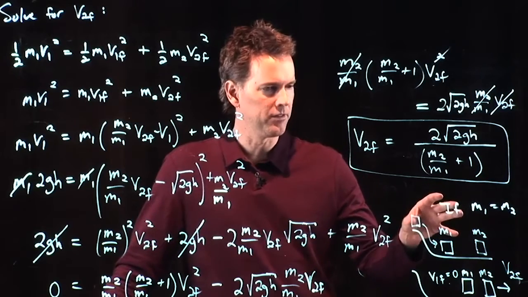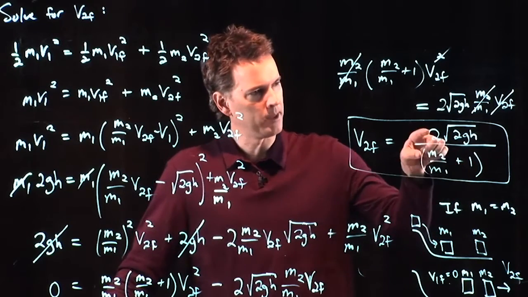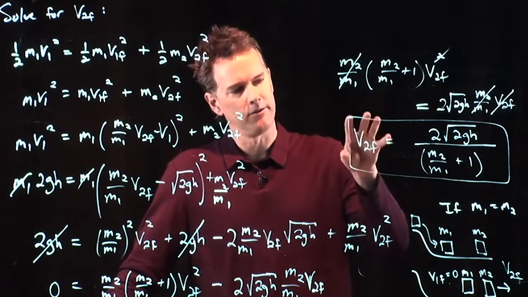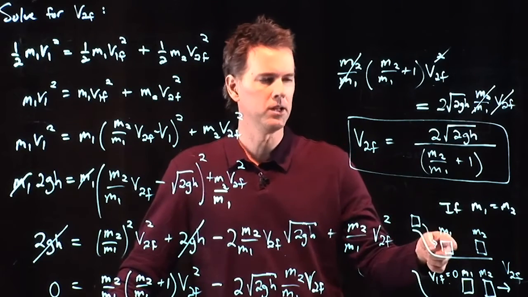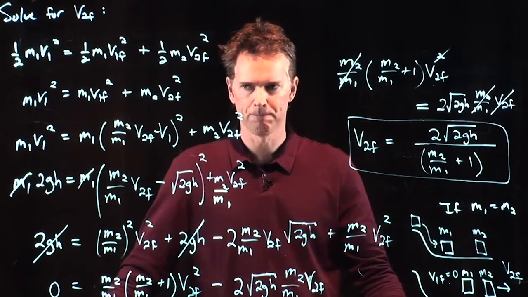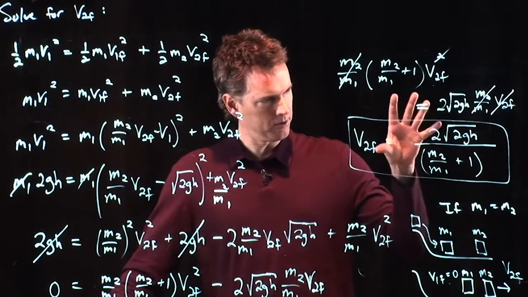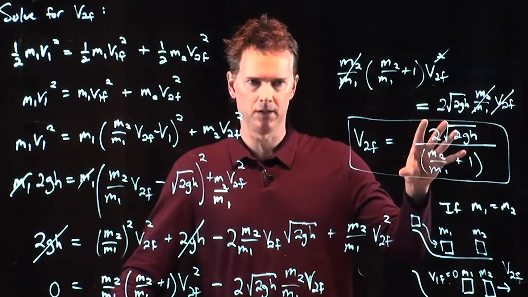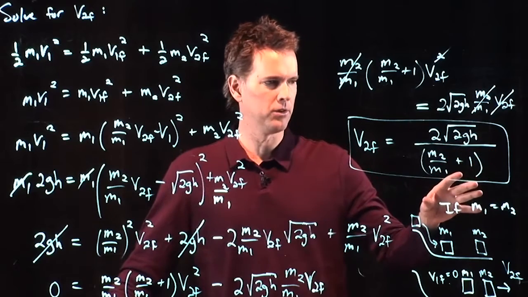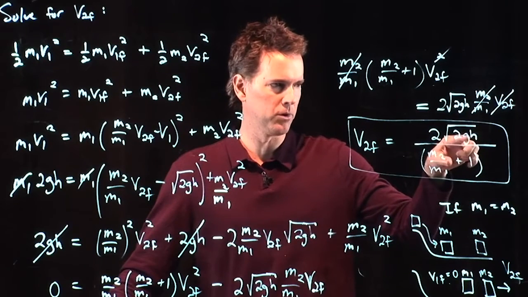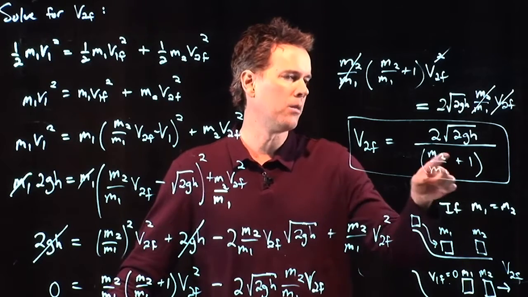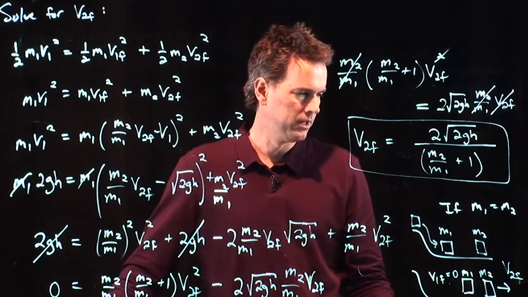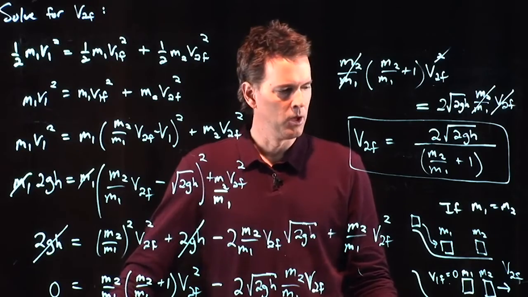If the masses are the same, we get 2 in the bottom. It cancels with that 2 up there. The final speed is exactly the square root of 2gh, which is the speed of m1 on the way in. Okay? So this answer looks like it makes sense. The units work out, of course, because we end up with the square root of 2gh, which we know is a velocity, and all the masses down here cancel. So it looks like it makes sense.